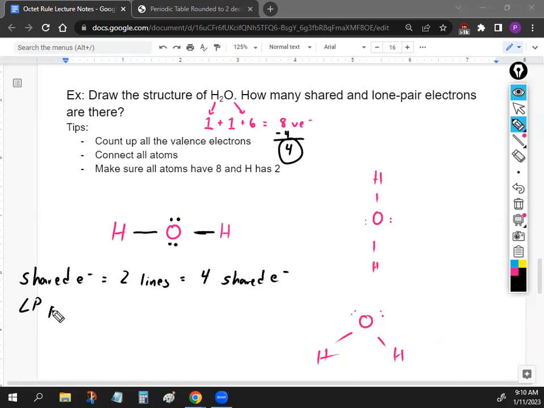And then the lone pair electrons are basically how many electrons are just kind of dots. So basically, how many dots do you see in the molecule? There's 4 dots. So there are 4 lone pair electrons. Okay, so that's this part right here. Okay, so just keep in mind, shared electrons are how many lines there are, and lone pair electrons are how many dots there are.